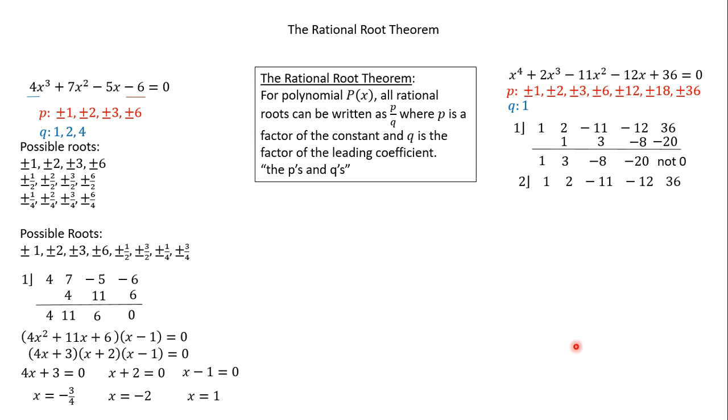Notice we start with the same 1, 2, negative 11, negative 12, 36. Draw the line, and do the synthetic division. Bring it down, multiply, bring it down, multiply, bring it down, multiply. Hey, it's 0, which means we found a factor. It also means that we only need to worry about this piece now. We started out with x to the 4th. We now have x cubed.